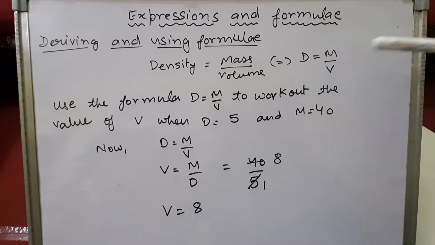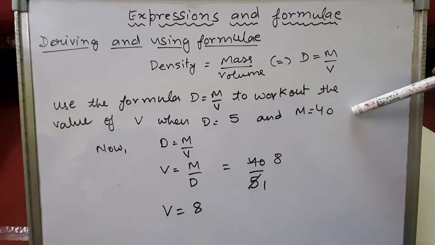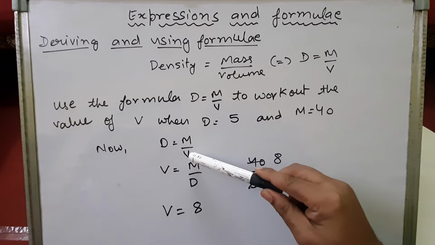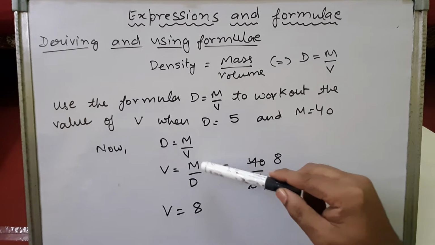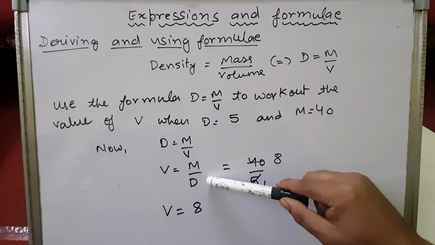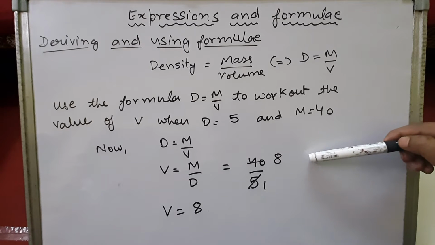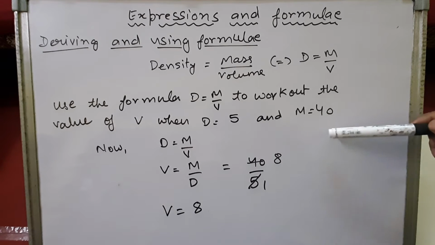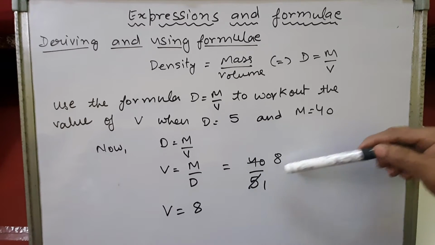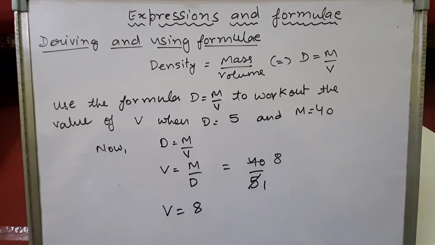So D is the subject. For calculating the value of V, first of all we have to convert the formula and make V the subject. So we cross multiply V here and D will be cross multiplied. When V becomes the subject, the formula will be V equals M upon D. Now let's substitute the values of M and D that are given to us, M is 40 and D is 5. When we write 40 upon 5, 5 eights are 40, so the value of V will be 8. Please note.